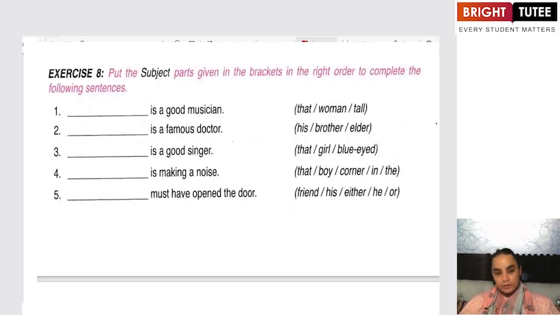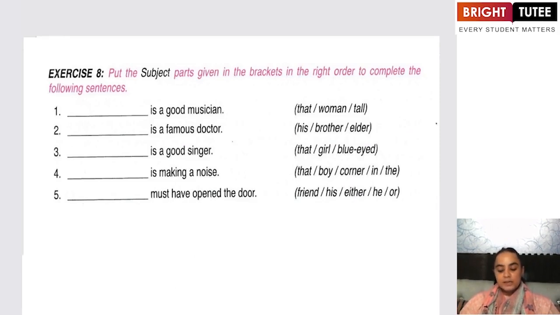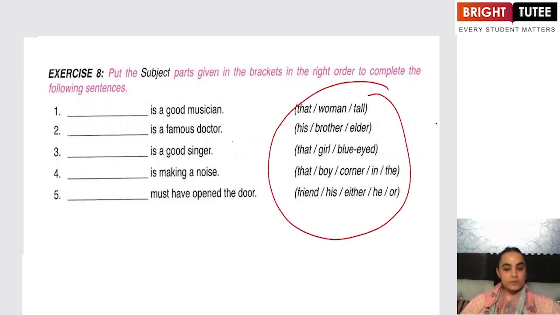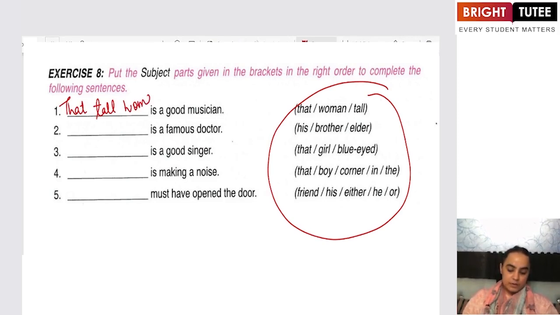Let us look at the other question. Put the subject parts given in the bracket in the right order to complete the following sentences. So, in these 5 sentences, these are the subjects which are unorganized. They are not arranged properly. So, we have to arrange them in such a manner that they become appropriate subjects. Let us look at the first one. That women tall. What will I write? That tall woman. So, that tall woman is a good musician.